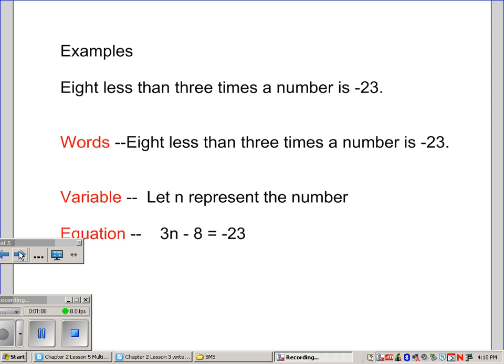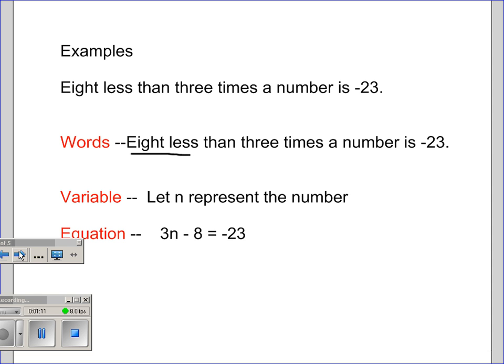So let's look at the words again. 8 less. Less means to subtract something. So we're going to negative 8. Then 3 times. Times is multiplication. So we're going to look at that right there. This 3 is the coefficient for the variable, which is n. That is the number that we are looking for. So we have 3n with our minus 8 equals the negative 23.